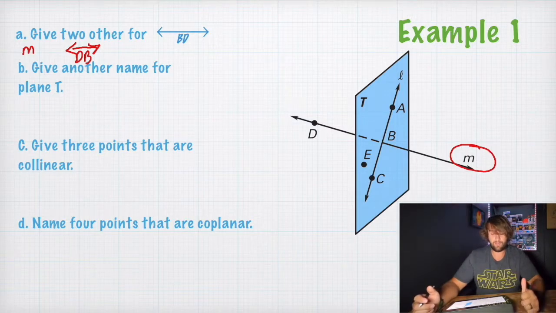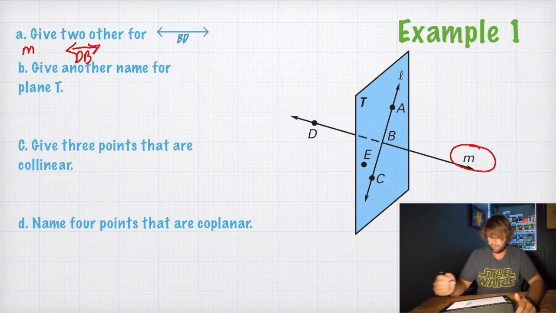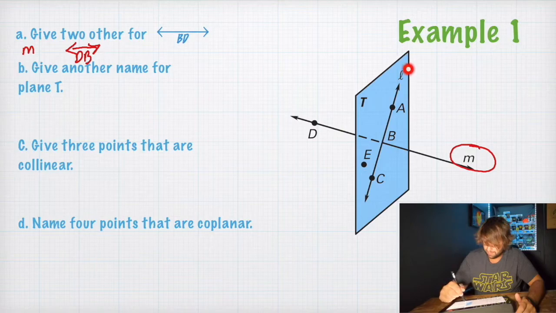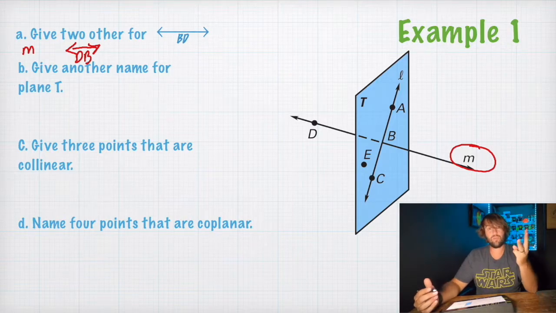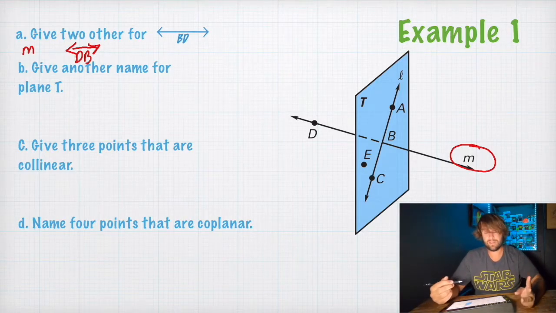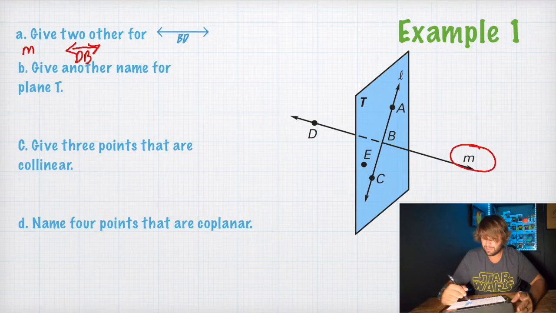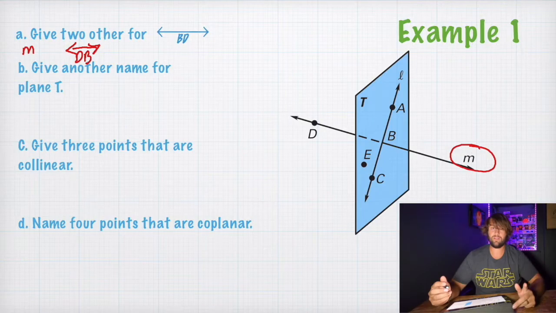Okay, part B. Give another name for plane T. Here's plane T, the only plane in our picture, so that makes it really easy. Another way we can name a plane is pick 3 non-collinear points. What that is saying is A, B, C cannot be the name of the plane because all 3 of those points lie on the same line. Now you could do A, B, and E because all 3 of them are not on the same line. 2 of them are. As long as all 3 aren't, that's okay.